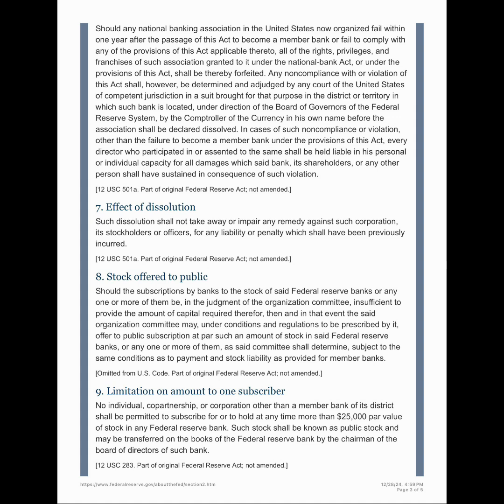Only stock held by member banks carried voting power. This ensured that the banks had a voice in the governance of the Federal Reserve System. The Board of Governors was given the authority to regulate stock transfers. This allocation of voting rights reflects a balance between private sector participation and public oversight. It's a crucial aspect of the system's governance structure.